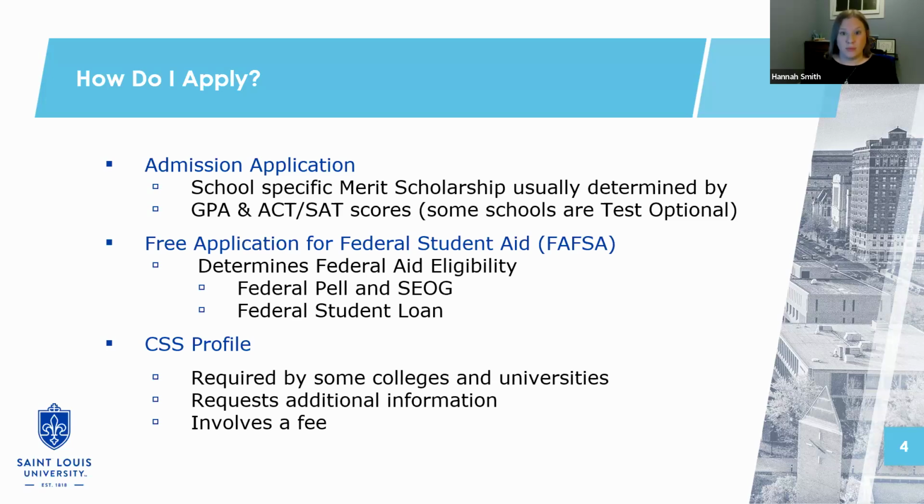As a general rule, we say don't pay for free money, but the CSS profile is an exception to that rule. It's $25 to file with the initial school and then $15 or $16 to file with subsequent schools that you add to that profile. So it does involve a fee to file that. The free application for federal student aid, that FAFSA, is always going to be free. So that's another reason why I always recommend just fill it out. You're not paying anything. It takes about 30 minutes to an hour of your time, and it's worthwhile just to make sure that that box is checked.